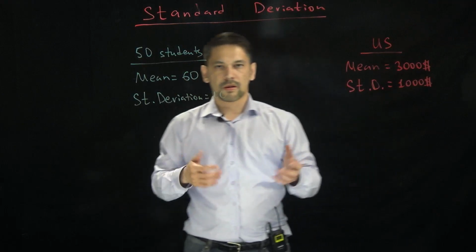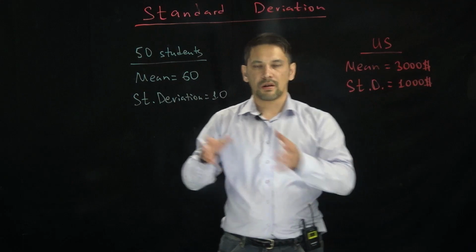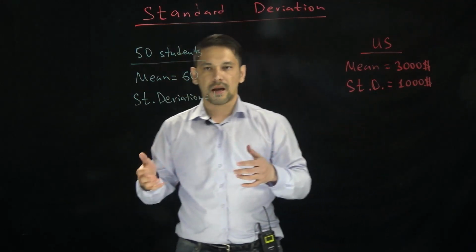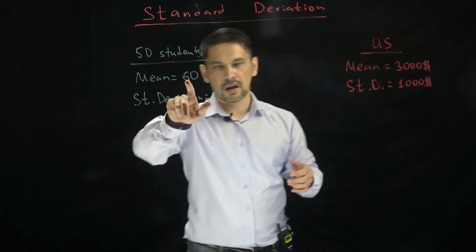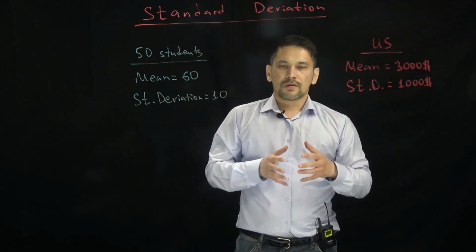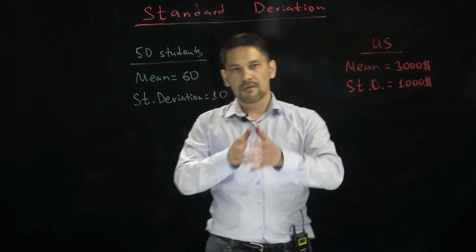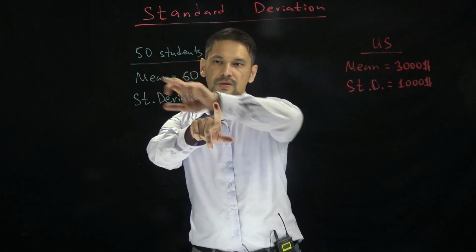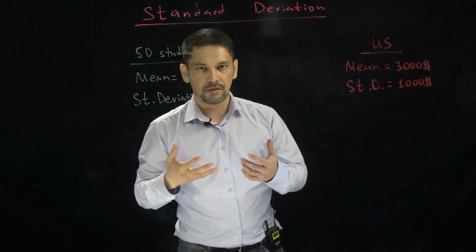Now, if someone scored, let's say, 55, then it means that the difference between his score and the average score is equal to 5. And if I scored, let's say, 90 out of 100, then it means that the difference between my score and the average score is equal to 30. Now, what's the average difference between the scores of all the students and the average score? Well, the average difference between the scores of all the 50 students and the average score is equal to 10. This is how you can think of a standard deviation.